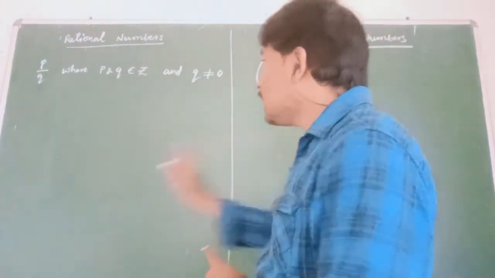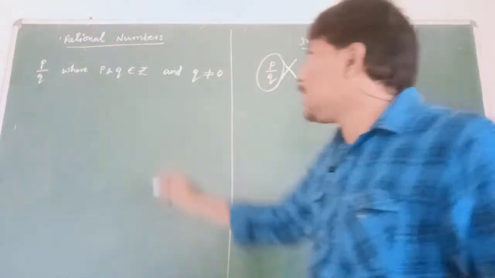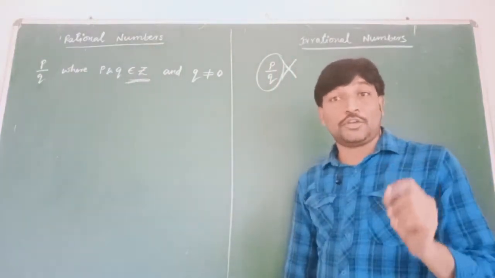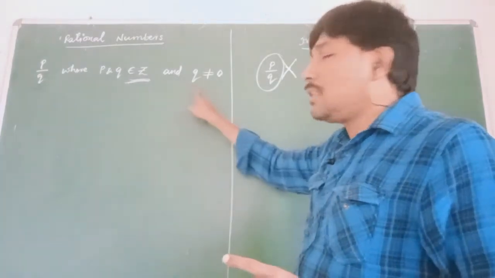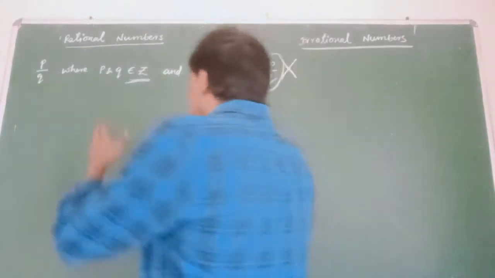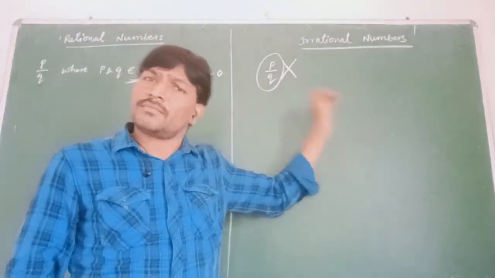It is clearly mentioned here that p and q, that is numerator and denominator, should belong to Z. Z means integers; they should compulsorily be integers, right? And q should not be zero. The denominator should not be zero. So this is the main difference between rational and irrational numbers.